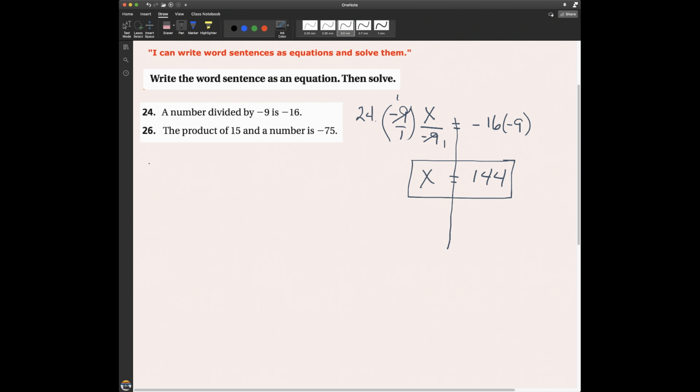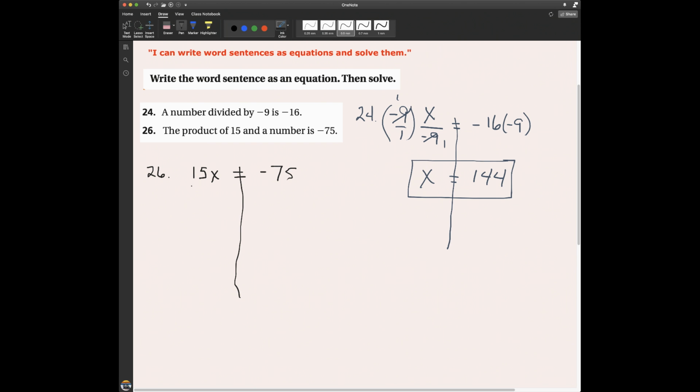Let's try problem number 26. This one says the product of 15 and a number. So here's 15, the product of 15 and a number. I don't know what the number is, so I'll call it x. So this 15x means 15 times x, which is the product of 15 and a number. And that is -75, meaning equals.